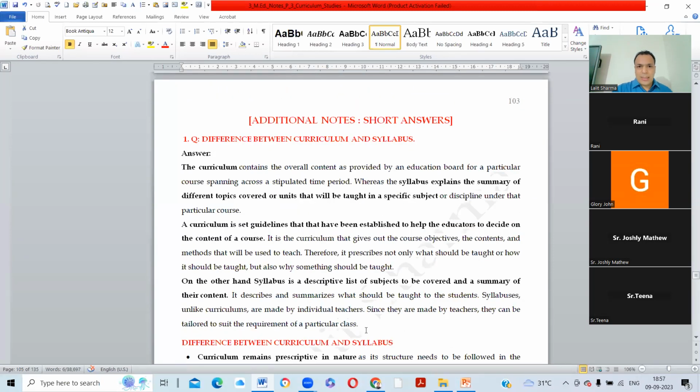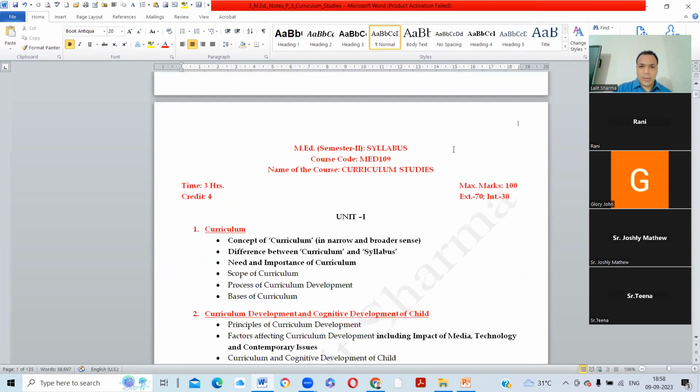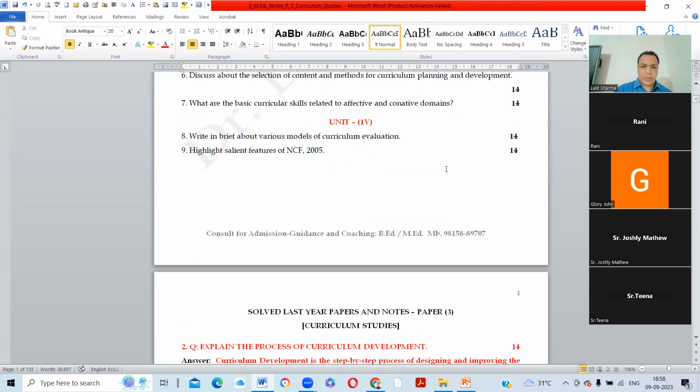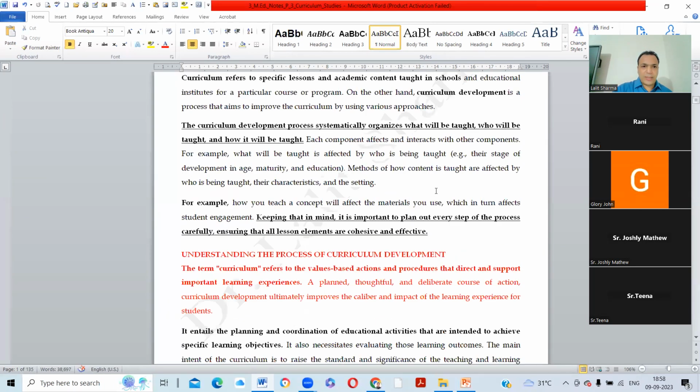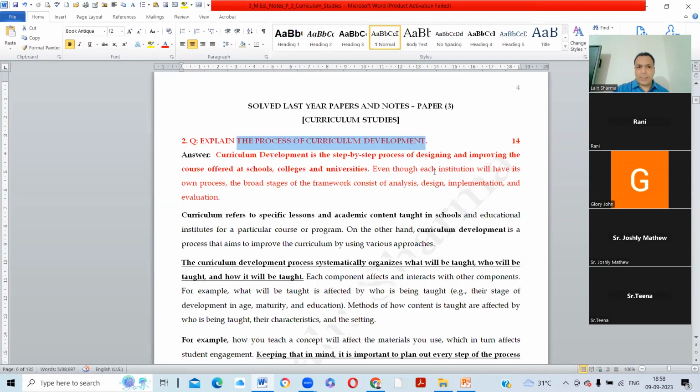Okay. अब now ये आगे additional notes, but before this additional notes, okay, first we finish the long answer questions. These are the short answers, na? First we finish the long answers. Okay, long answer questions में, there is one question, explain the process of a curriculum development. Second question is in the starting. Okay, explain the process of curriculum development.